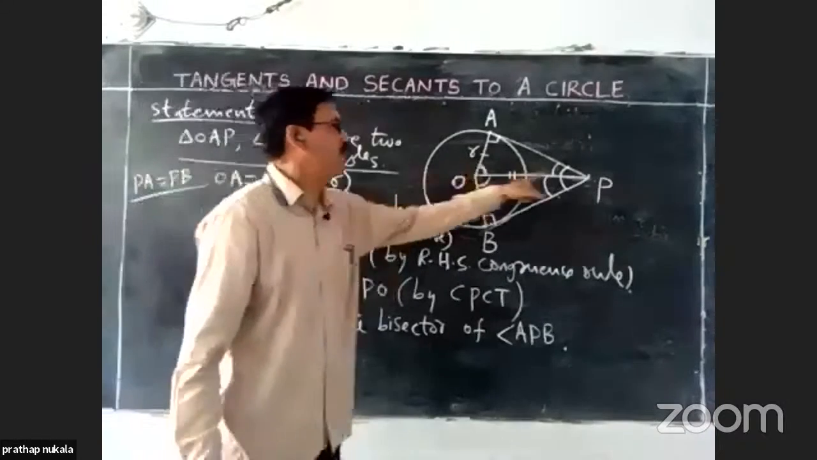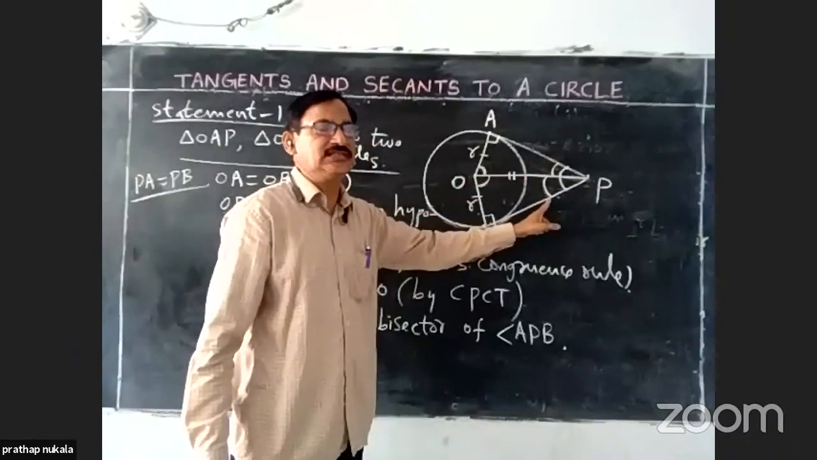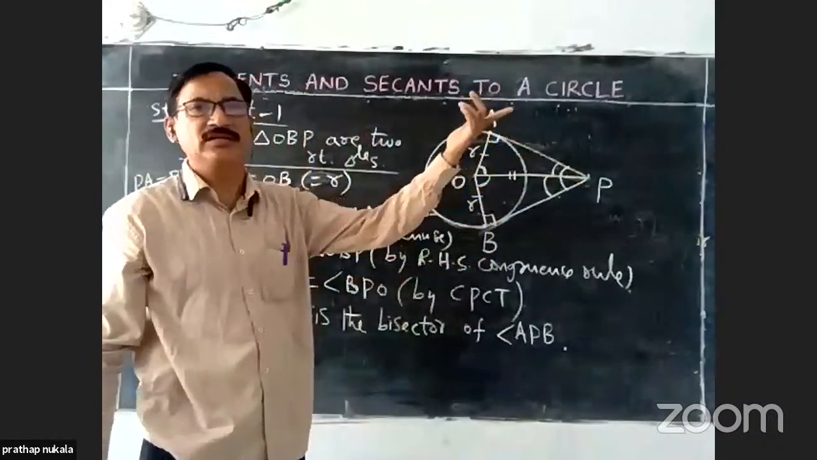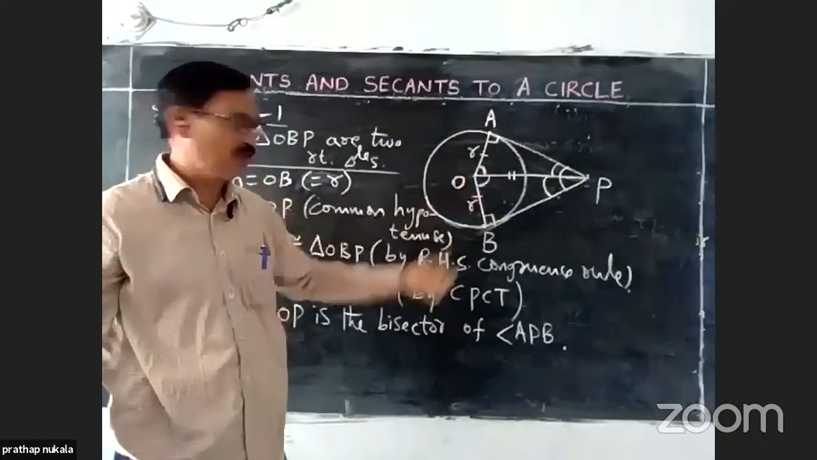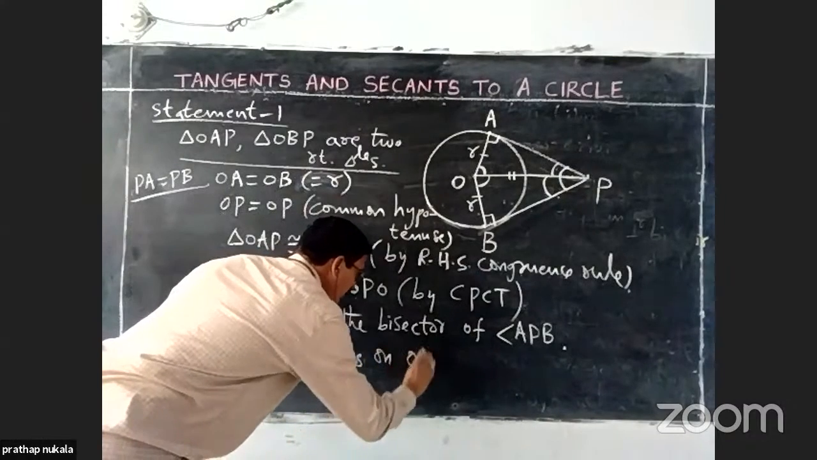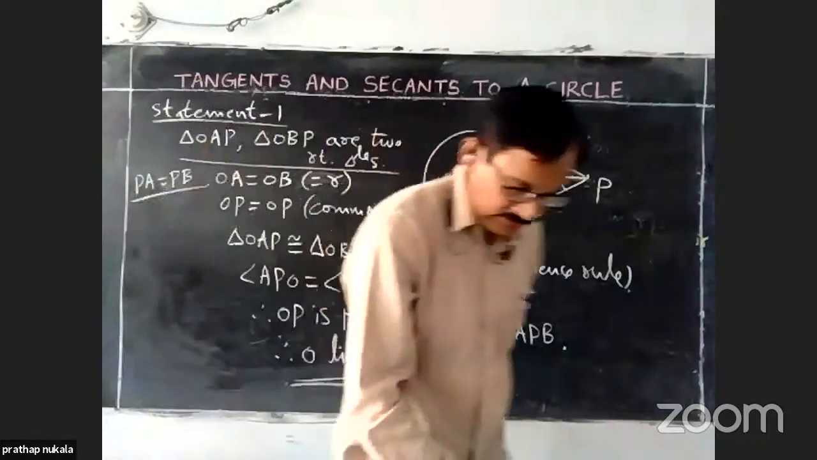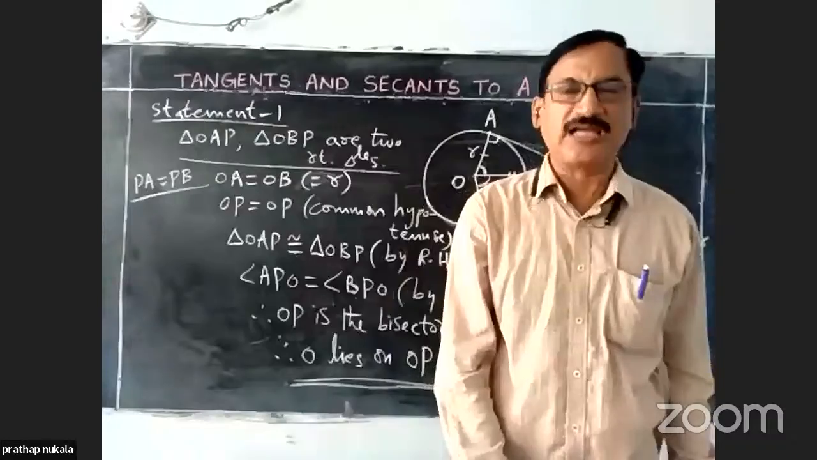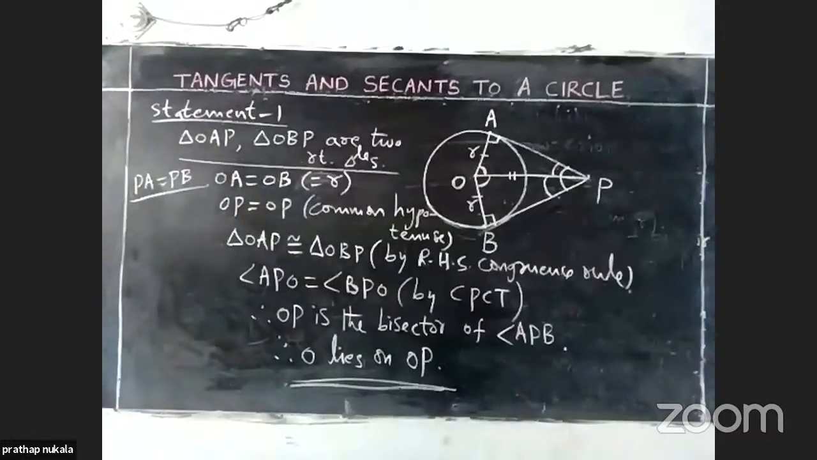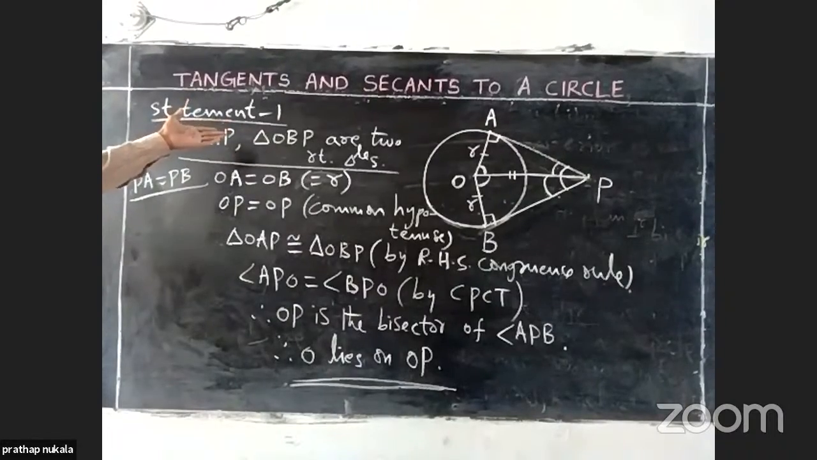That's all. Whenever OP is the bisector of the angle between two tangents, the center O lies on OP. Therefore, O lies on OP. Proof is over. That means the center of the circle lies on the bisector of the angle between two tangents. This is the first statement; we have proved it true.